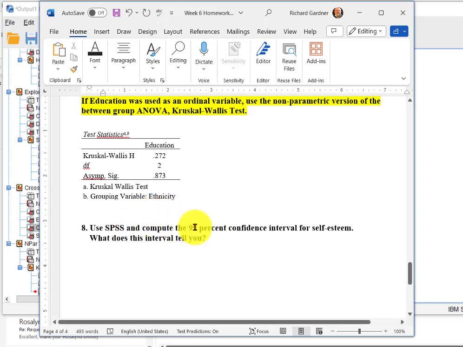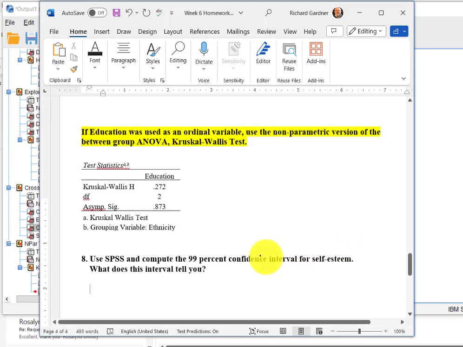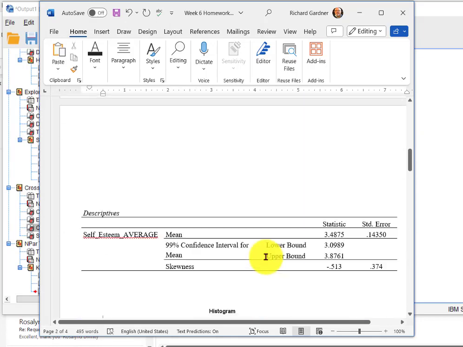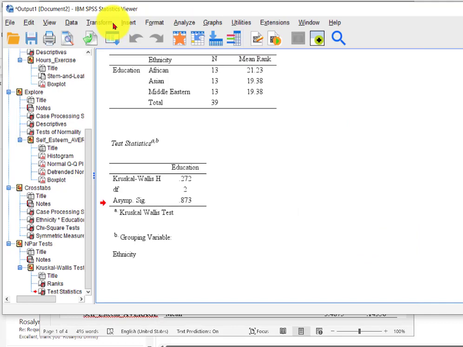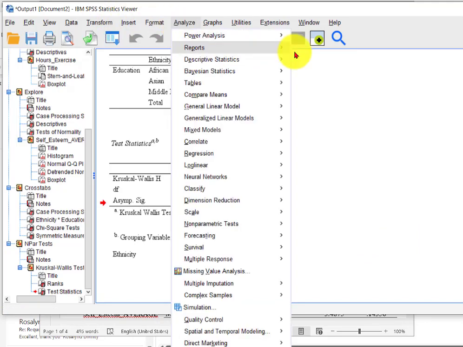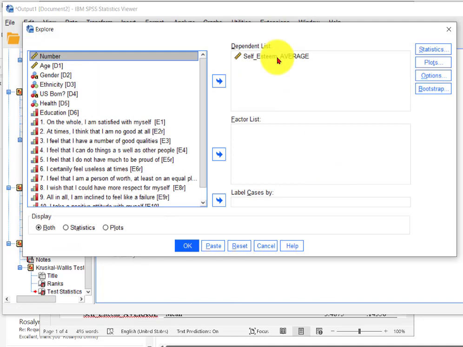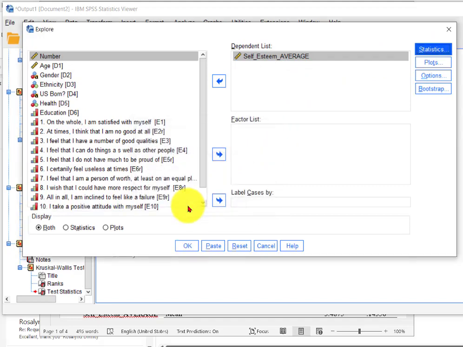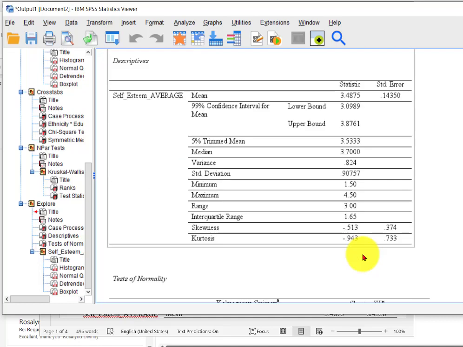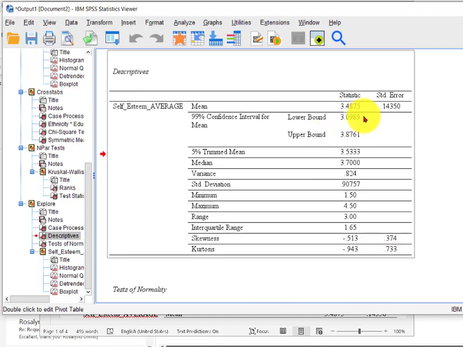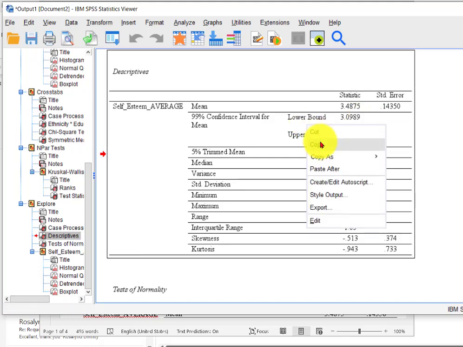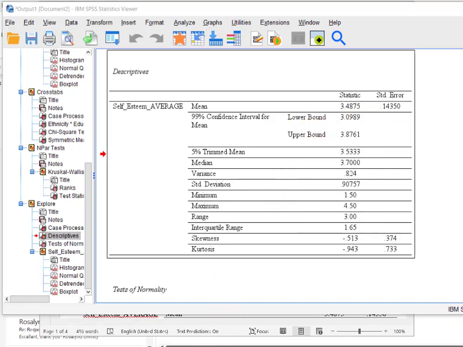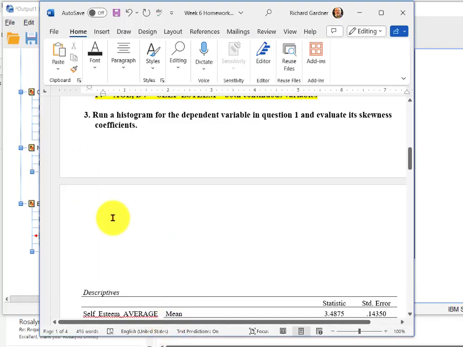Okay, and compute a 99% confidence interval for self-esteem. Didn't we do that already? Son of a gun. Oh, no, we did it for exercise. Okay, self-esteem. We're going to cheat and do it the fast way. Analyze, Descriptives, Explore. Oh, there's self-esteem right there. We're going to just change this to 99%. There it is right there. So there's the lower part. Let me just put those in there. Copy, copy, copy, and paste, paste, paste.